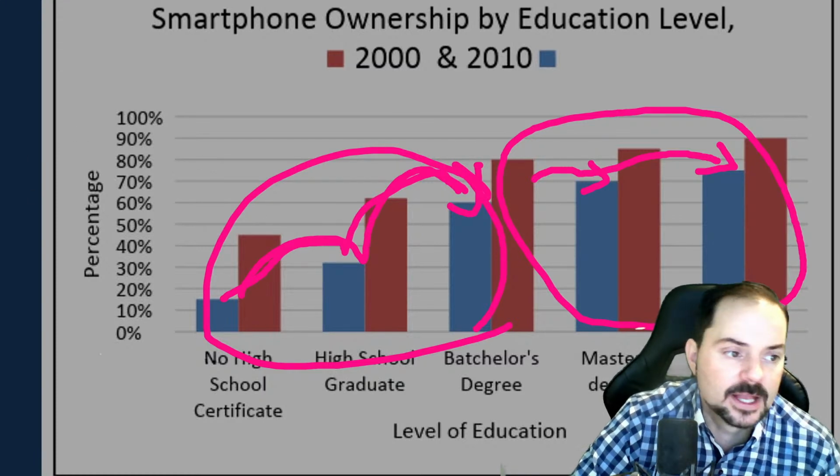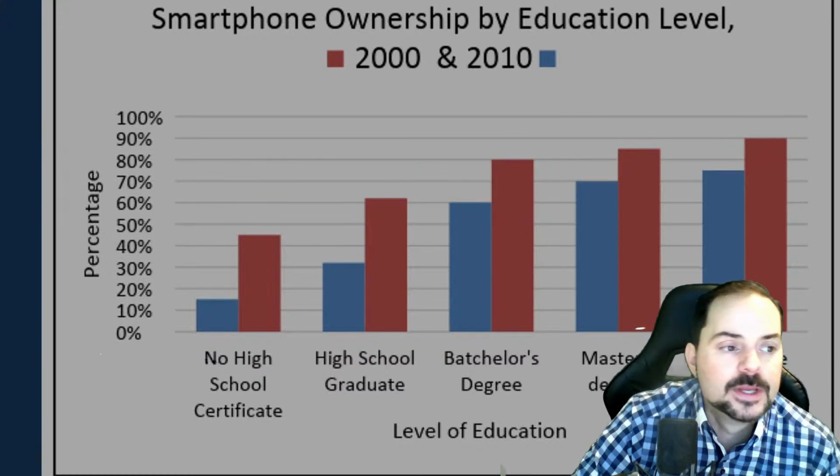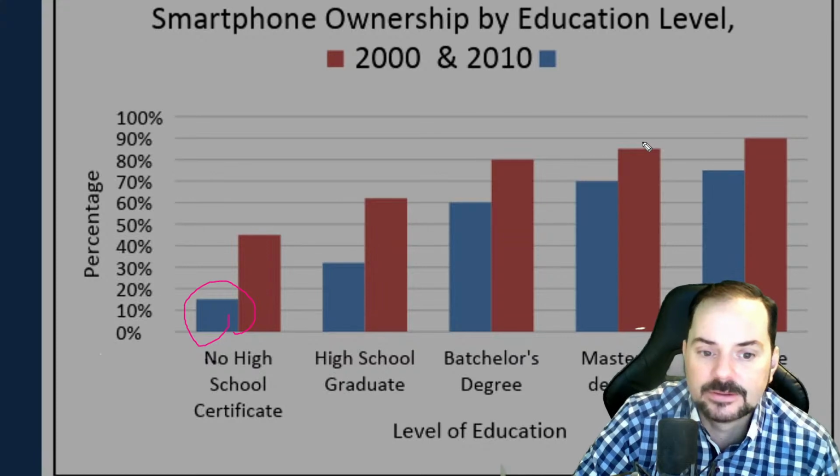And we notice something else too, of course, right? So here we have the red and the blue. I noticed that the blue, which is 2010, is less than the red. Okay.